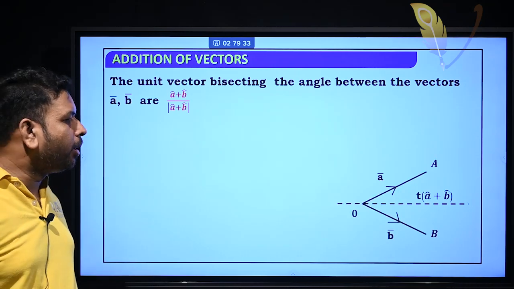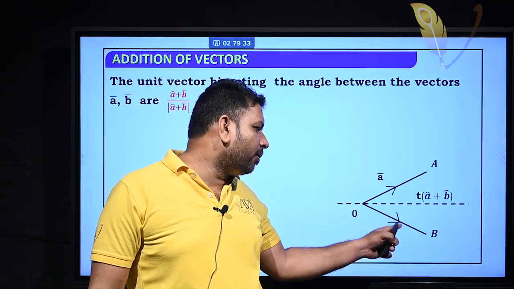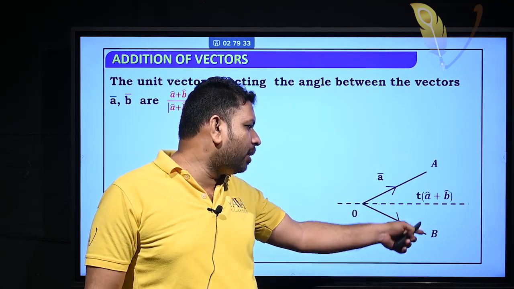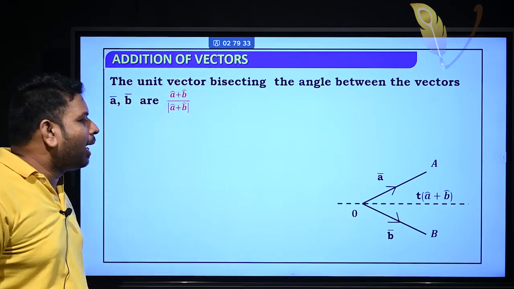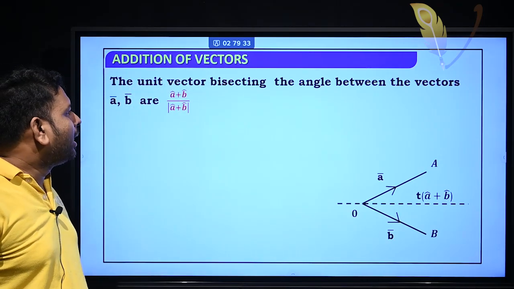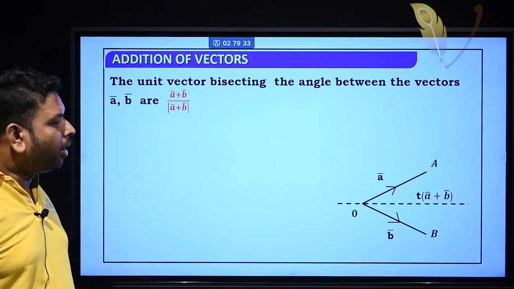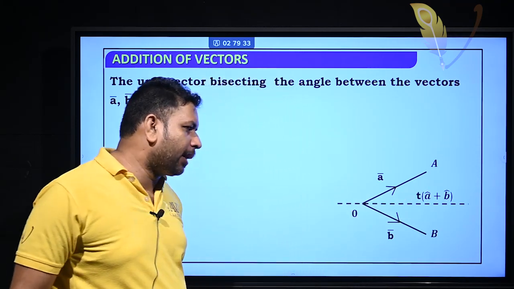Okay. So here this is A vector, this is B vector. Now the angle bisector between vector A and vector B is given by (A plus B) by the magnitude of (A plus B). Here this vector is T times (A plus B).